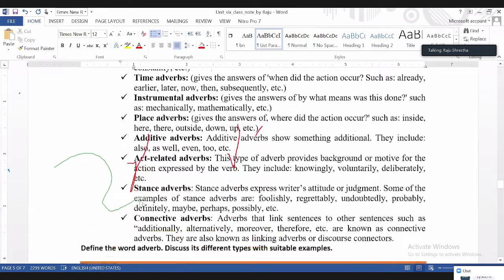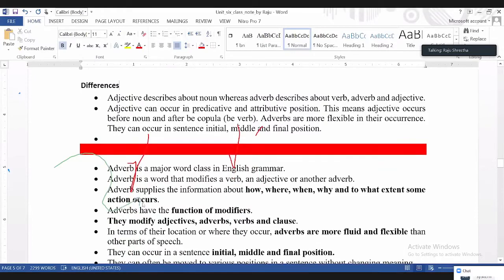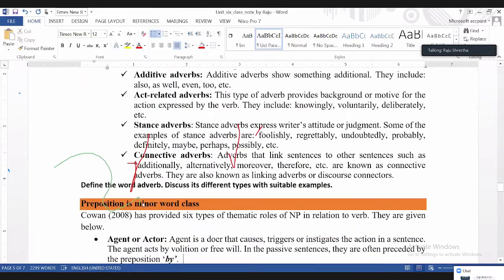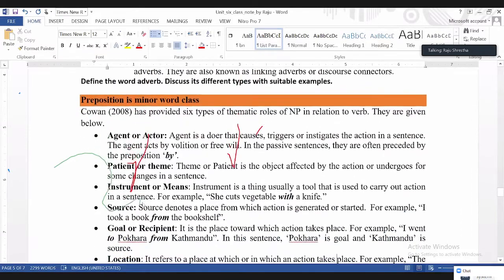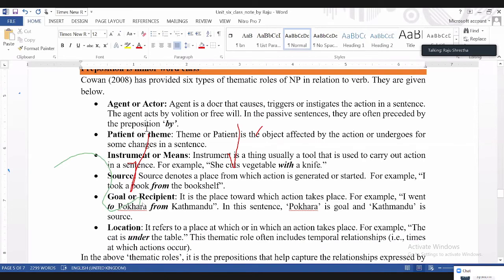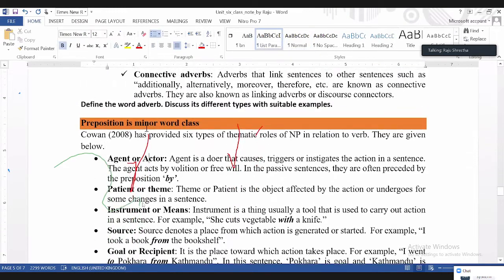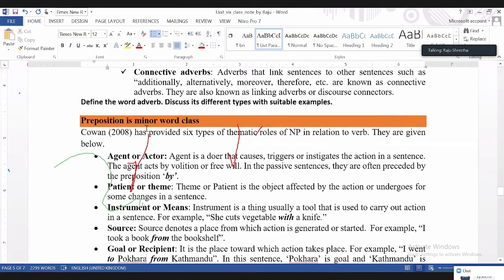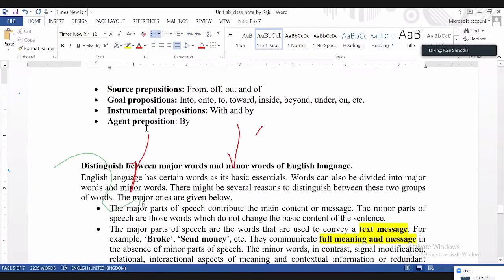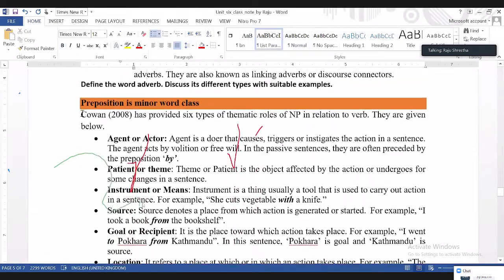Now we discussed the major word classes like noun, verb, adverb, adjective. Prepositions, articles, then interjection, conjunctions. These are also some more. Prepositions are one minor word class. Here the explanations are now given. So how should we look at this: there are many prepositions.